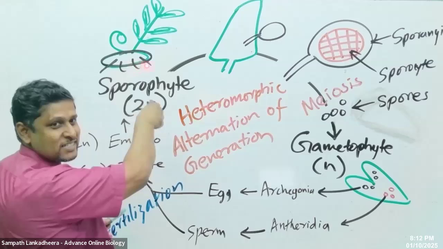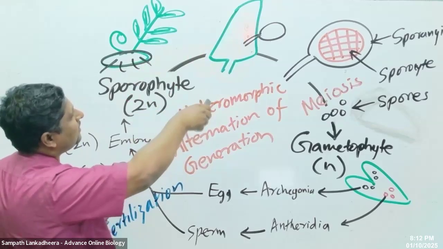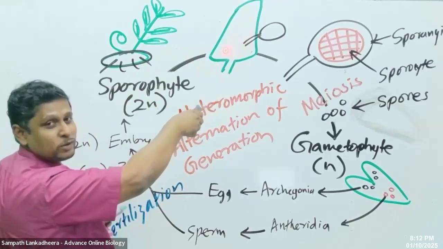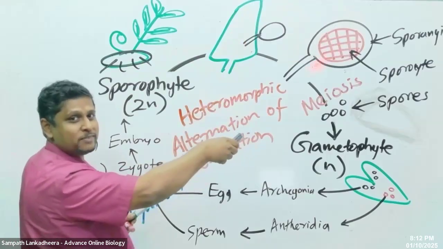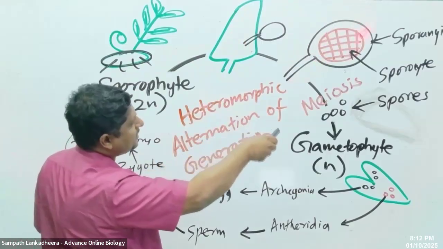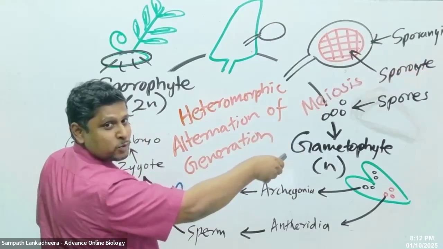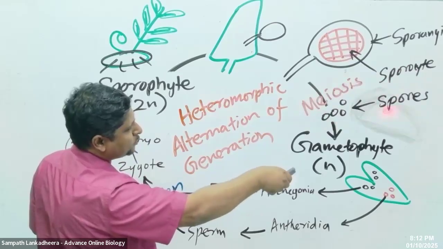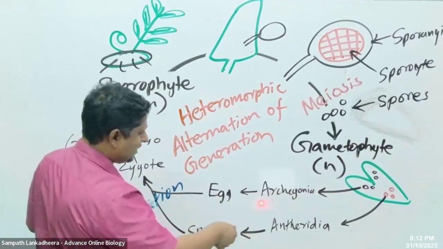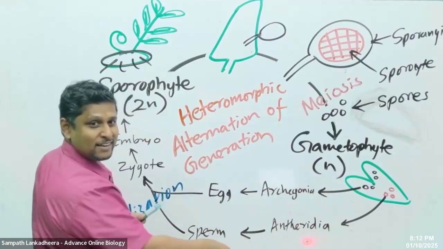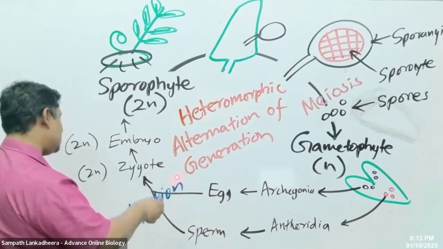So this is the sporophyte, and it goes into the next one, the sporophyll or the leaf, and from there we get the sporangium. Sporangium has sporocytes. Sporocytes undergo meiosis and produce spores, and that is formed in the gametophyte. The gametophyte has archegonia and antheridia, which form the egg and the sperm, then fertilization, then the zygote.